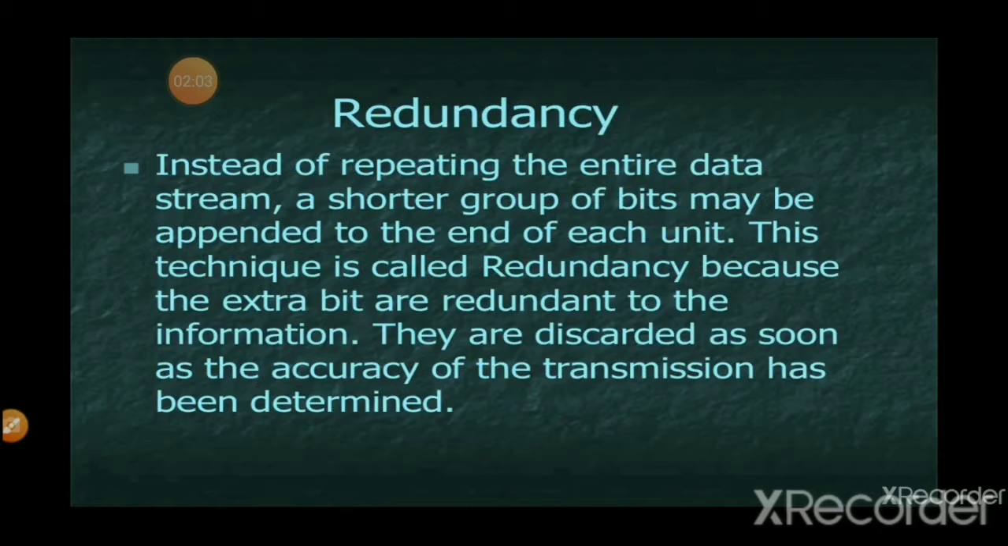Redundancy. Instead of repeating the entire data stream, a shorter group of bits may be appended to the end of each unit. This technique is called redundancy because the extra bits are redundant to the information. They are discarded as soon as the accuracy of the transmission has been determined.